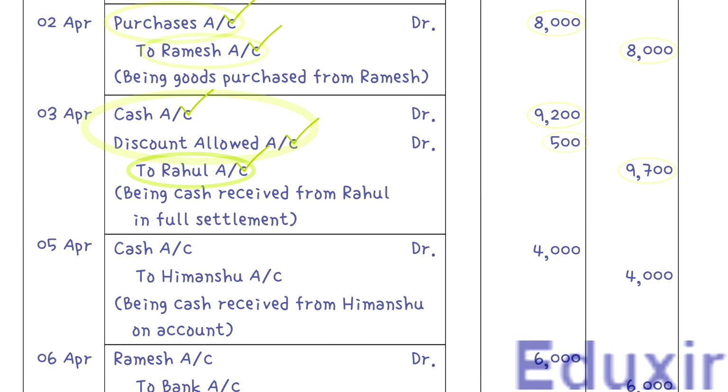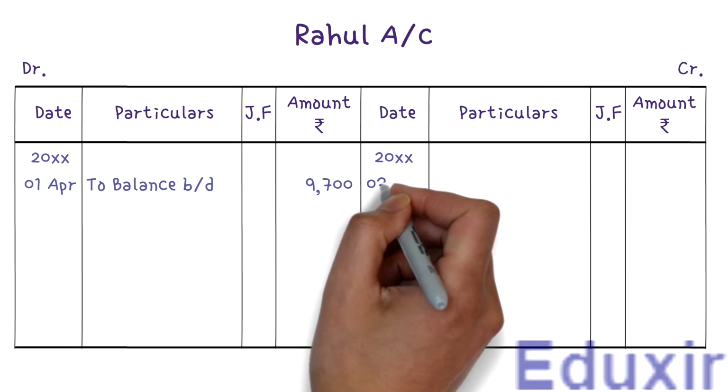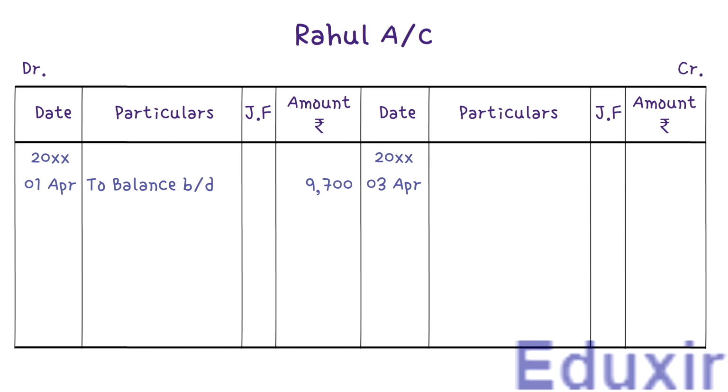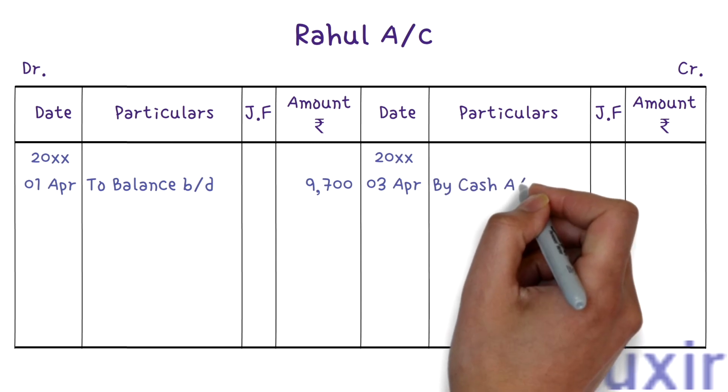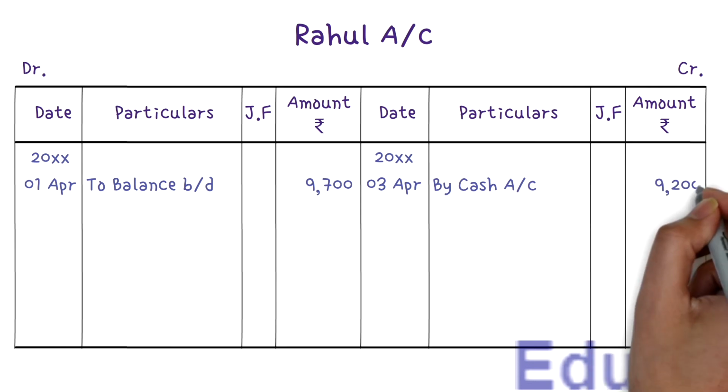As this is the first entry on the credit side, let us first write the year and then let us write the date. Let us then write by cash account into the particulars column. Let us then write the credit amount of 9200 rupees in the amount column.